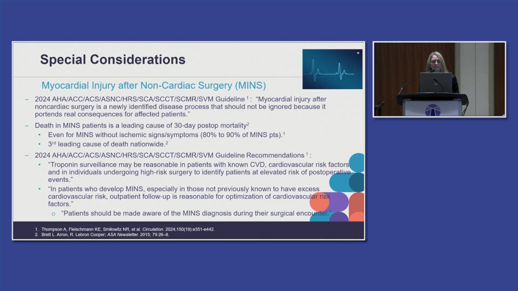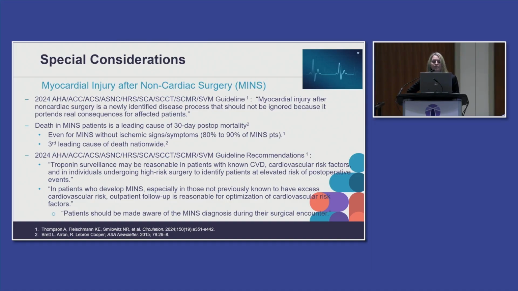And finally, a more recent focus is myocardial injury after non-cardiac surgery. That's MINS. The 2024 AHA, ACC, and a whole bunch of other society guidelines say, quote, myocardial injury after non-cardiac surgery is a newly identified disease process that should not be ignored because it portends real consequences for affected patients. Death in MINS patients actually is a leading cause of 30-day postoperative mortality, and if it was included in rankings, it would be the 3rd leading cause of death nationwide. So not just surgical related, but thinking about traumas and cancer, etc.